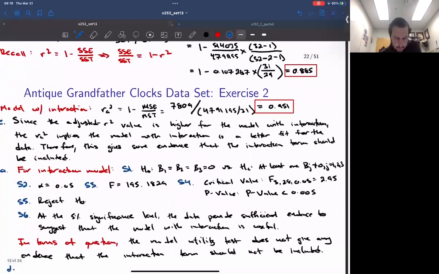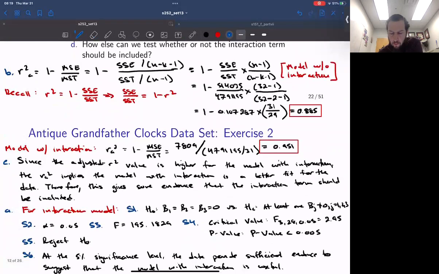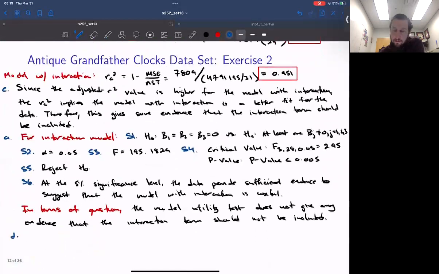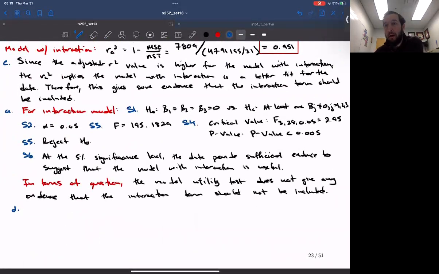All right, so part D asks, how else can we test whether or not the interaction term should be included in the model? What we have done so far is basically model comparison via the adjusted R-squareds. Based off of the adjusted R-squared, we said the term should be included because it yields a higher value. Then we looked at the direct model utility test. The model utility test is telling us that there is evidence that the model is useful. So the model with interaction is useful, which implies that that term might be useful. But what if we want to test the term directly? So we want to just test the interaction term.